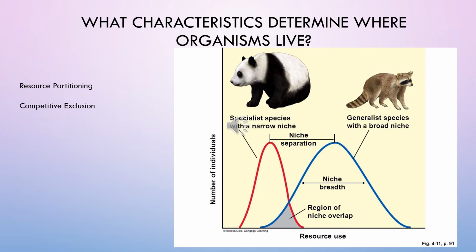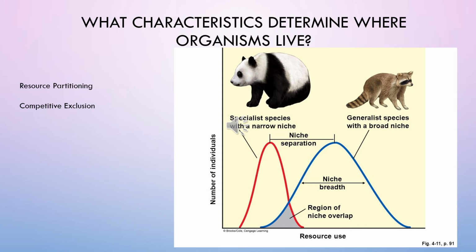What we know is that when two organisms have niches that overlap, we encounter competition. That competition often comes in the form of resource partitioning or competitive exclusion. Resource partitioning occurs when the two organisms divide up the materials or divide up the resources in that overlapping niche.